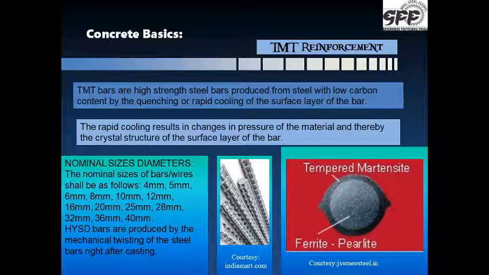The rapid cooling results in changes in pressure of the material, and thereby the crystal structure of the surface layer of the bar is changed. It turns the surface layer of the bar into martensite. Martensite is a very hard and brittle solid solution of carbon in iron, which is the main constituent of hardened steel, and the intermediate layer is bainite.